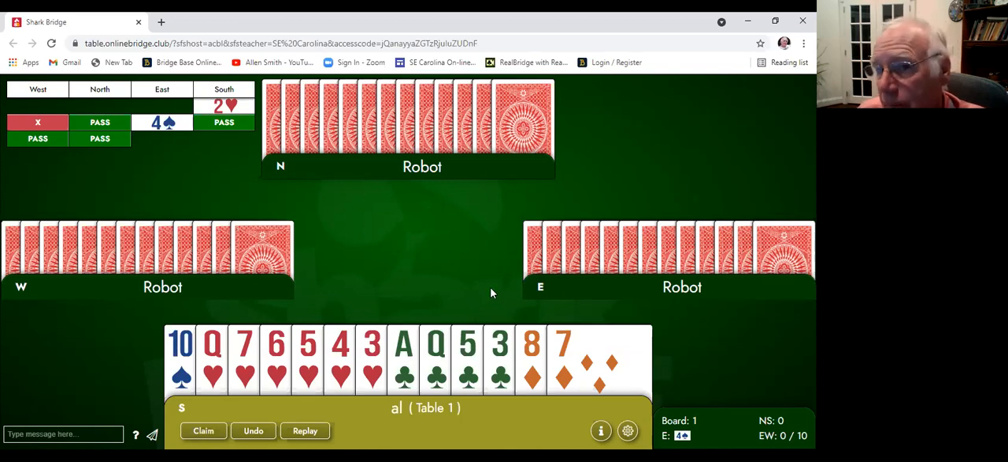And East jumped to 4 spades. So what do we know? We know that they probably have game-going points, and that East probably has a long spade suit. So what do we want to do here? We look at our hand, which, like I said, is a pretty nice hand.